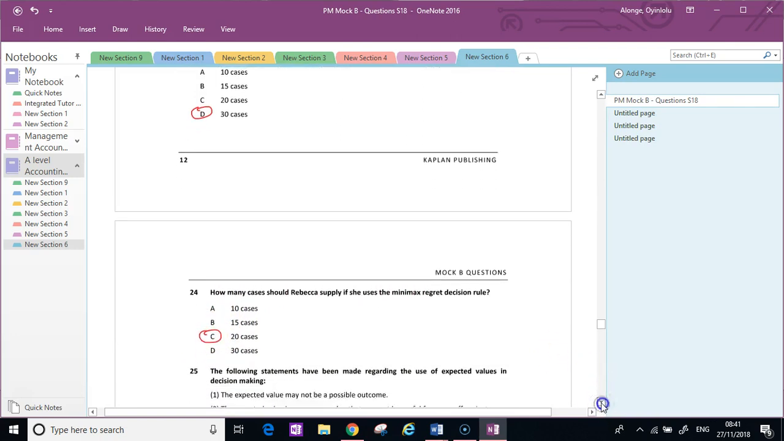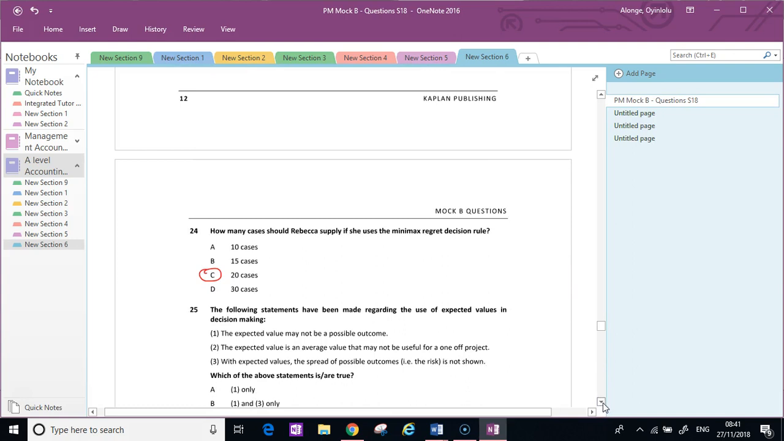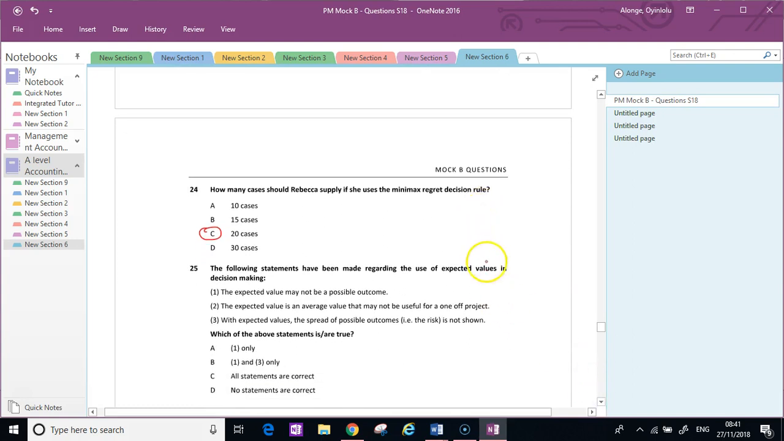And finally, the following cases: expected values are average values, right? The expected value may not be a possible outcome. An outcome is actually what happens, and that's true. It's just an average. It is an average value that may not be useful for a one-off project. That's true. If you're only going to toss a coin once, it's difficult to say that based on what's happened in the past, it will be heads or tails. It's a one-off project. We don't know, so that is true.